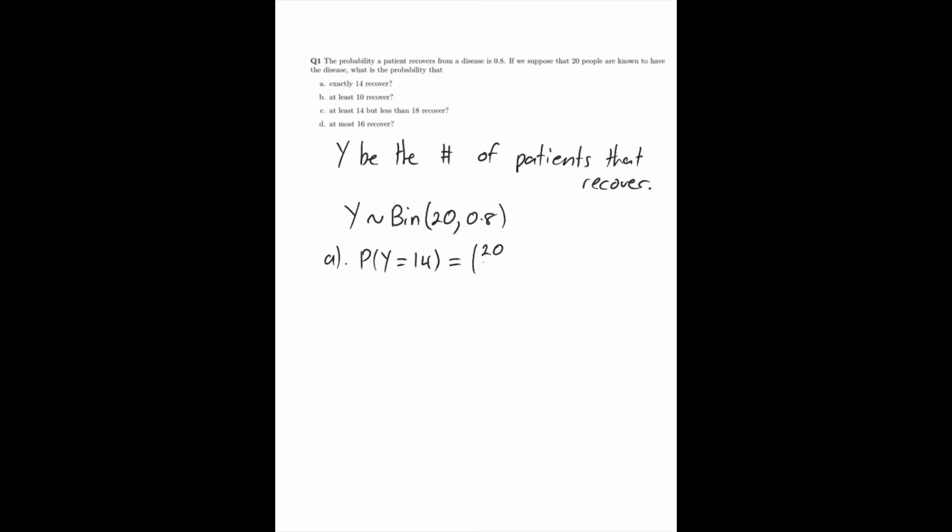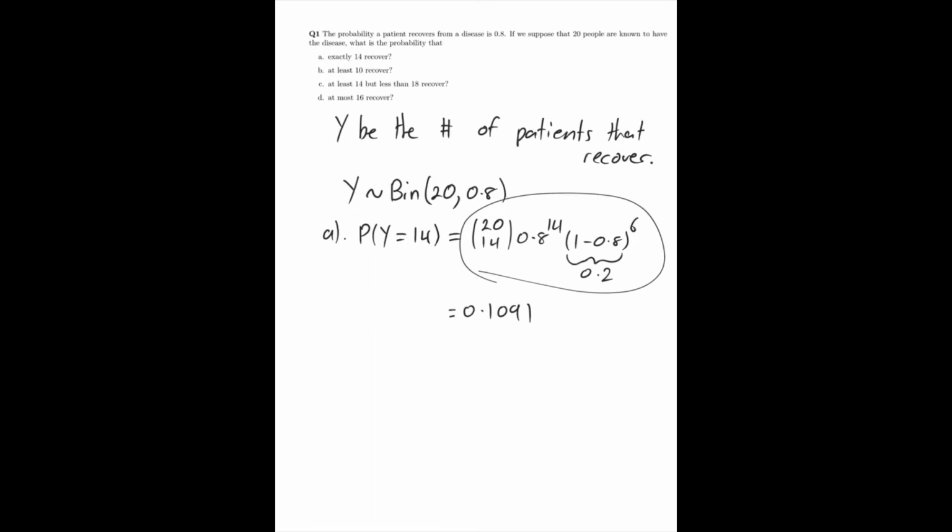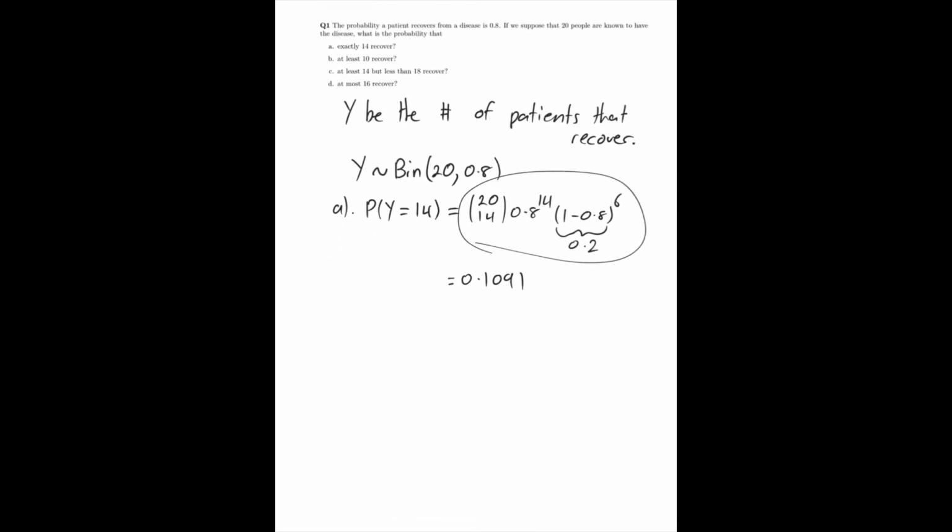given by 20 choose 14, which is the number of trials choose the number of successes, multiplied by the probability of success raised to the power of the number of successes, multiplied by 1 minus the probability of success raised to the power of failures. However, this 1 minus 0.8 can also be written as 0.2, which is the probability of failure. Up to you. And if you run that through a calculator or R, you get 0.1091. Now, if you look at the written solutions, you can see how to do that in R using dbinom, but I'm not going to write it here on the screen. Great. So that's part A.